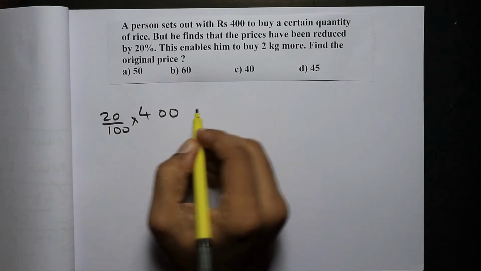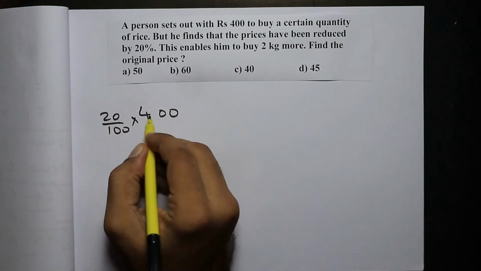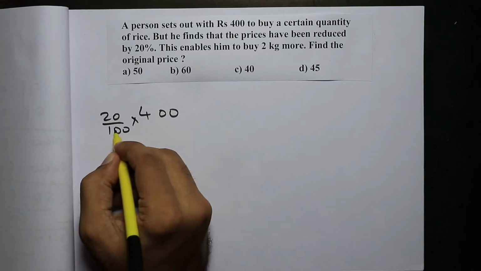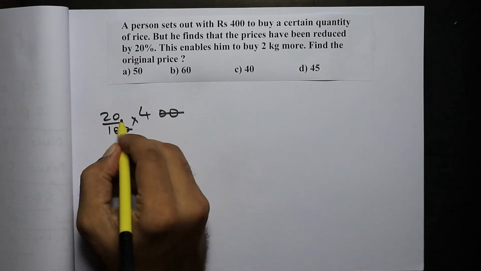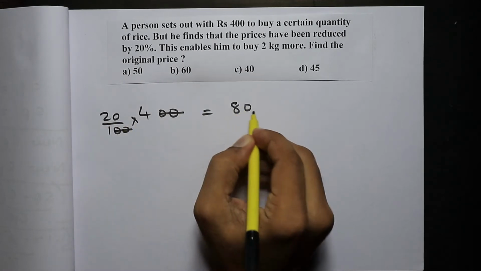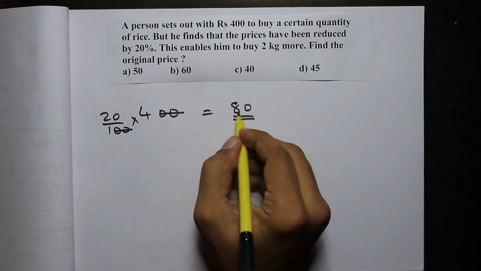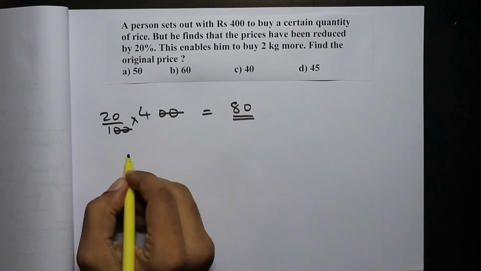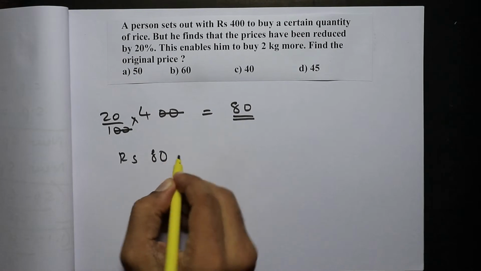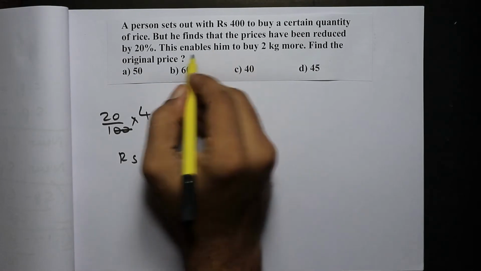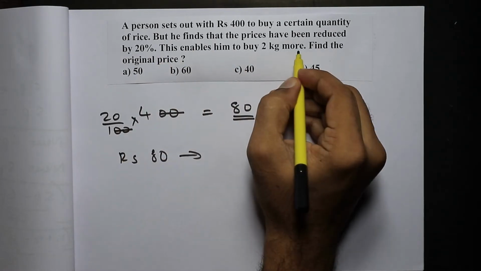So let us calculate what he has. He has 20% of this 400. I'll cancel out the zeros. So 20 into 4 gives you rupees 80. So he has 80 with him, and with this rupees 80, this enables him to buy 2 kilograms more.